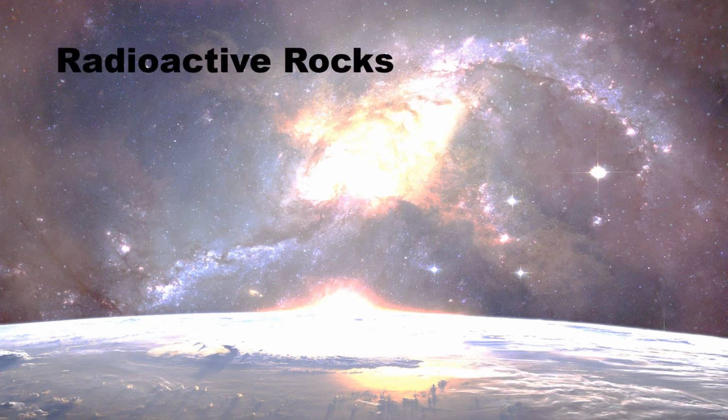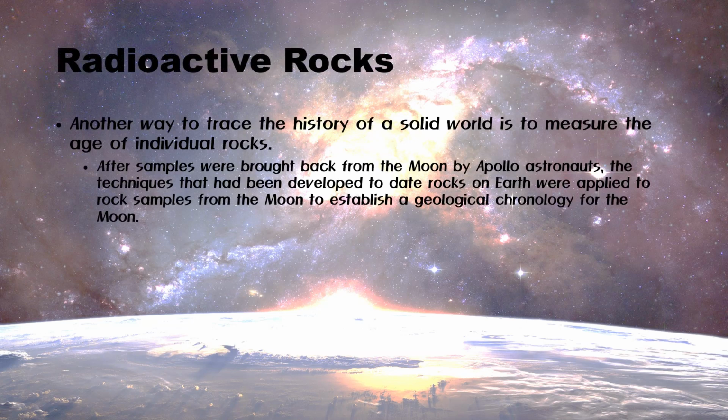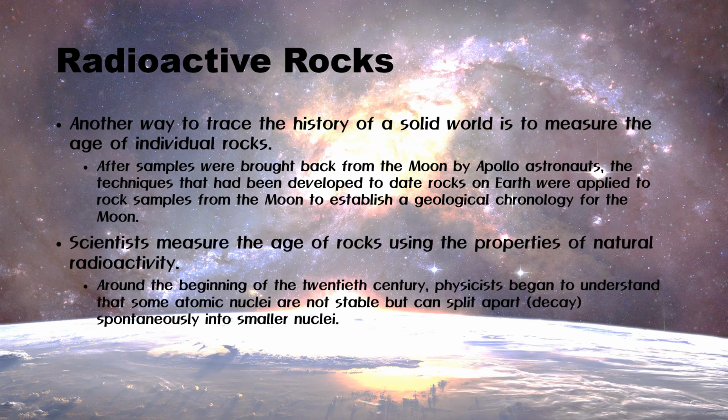Another way we can do this is through radioactive rocks. So if we want to trace the history of a solid world, another way we can do this is by measuring the age of the individual rocks that are on its surface. Now, after samples were brought back from the moon by Apollo astronauts, one of the techniques that we have is to date these rocks. And we did this using the same techniques that we used to date rocks on Earth, and we applied it to the rock samples from the moon, and that helped us establish a geologic chronology for the moon. Scientists measured the age of rocks using the properties of natural radioactivity.